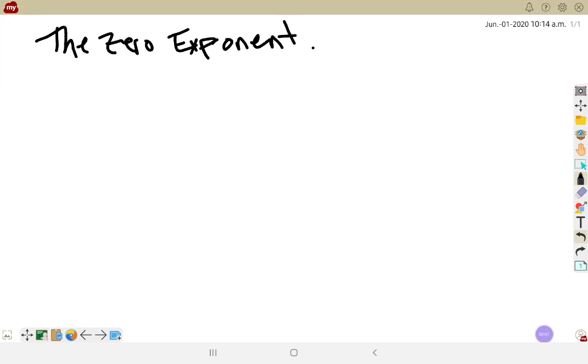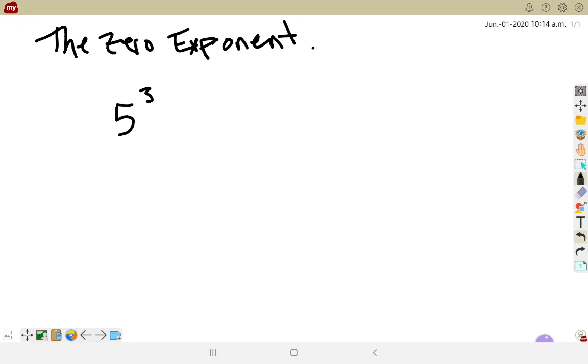Right, for our last exponent law, we're going to talk about the zero exponent. So I'm going to do a couple of different things here to show you how the zero exponent works. The first thing I'm going to do is look at a nice little pattern, because we mathematicians really love patterns.